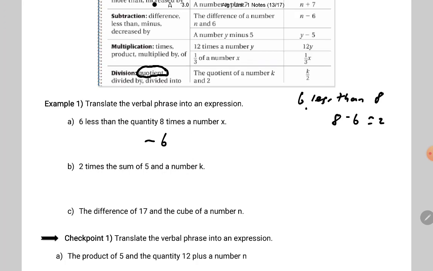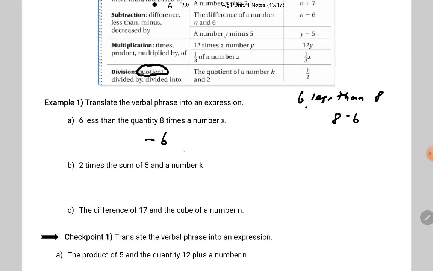So all we're doing is translating. We're not evaluating or solving. So 6 less than the quantity. Whenever you see quantity, that means parentheses. 8 times a number x, so 8x. They want you to do the multiplication first, and then minus 6. So I'm going to rewrite this as 8x minus 6.